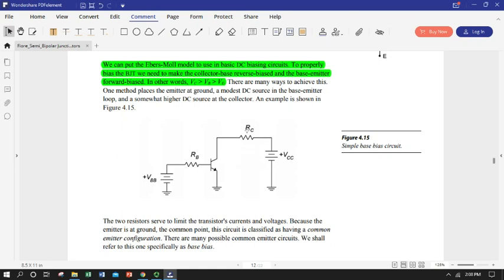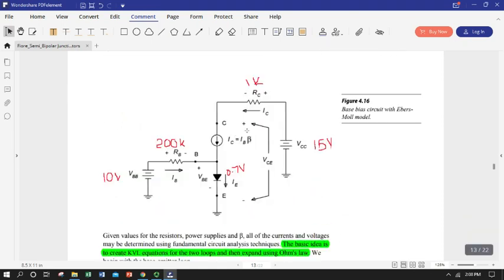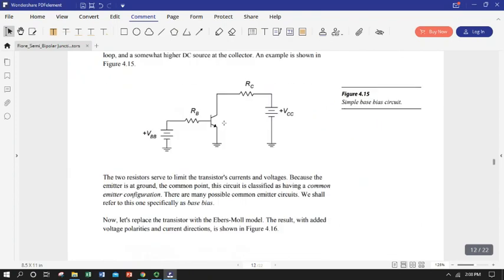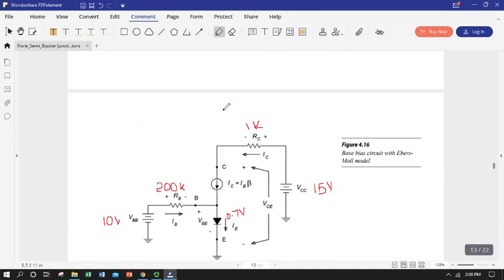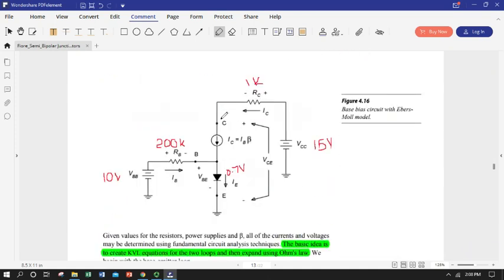resistor R sub C. Okay, so to do that we're going to start by replacing everything here with our Ebers-Moll model. So here's our model representing our transistor. Collector, base, there's our diode, there's our emitter connection. I'm just putting it into a little dotted circle so we remember that this is the transistor itself.